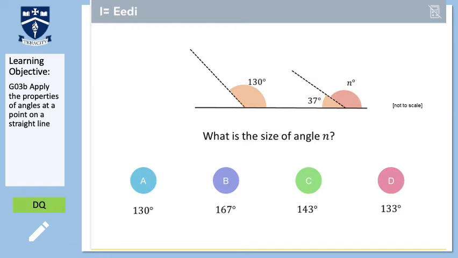Okay, have a look at the diagnostic question on the screen. What is the size of angle N? Have a look at this question, have a look at what they have done incorrectly in the other options, make sure you answer in your exercise book and then come back to the video.